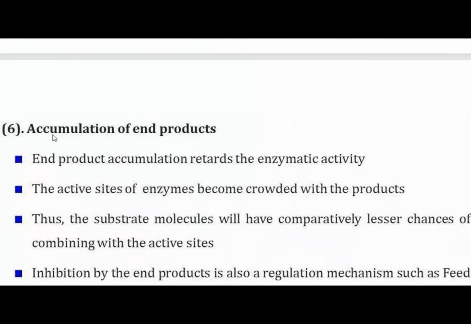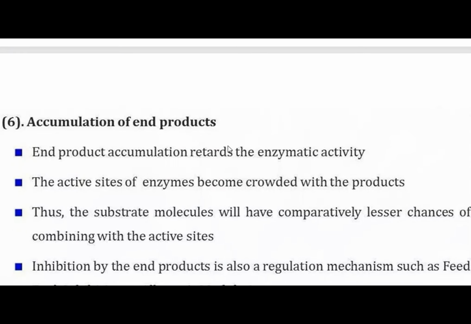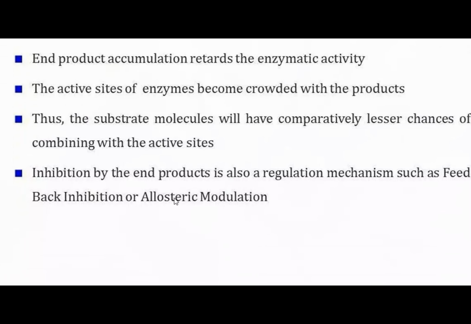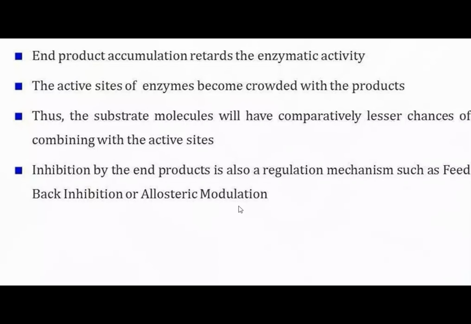And the number 6 factor is the accumulation of end products. End product accumulation retards enzyme activity, and the active sites of the enzyme become crowded with the products. Thus the substrate molecules will have comparatively lesser chances of combining with the active sites. So inhibition by the end product is also a regulation mechanism, such as feedback inhibition or allosteric modulation, that we will learn in our next or later classes.